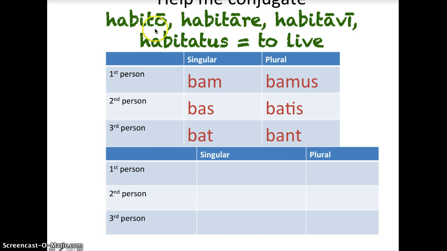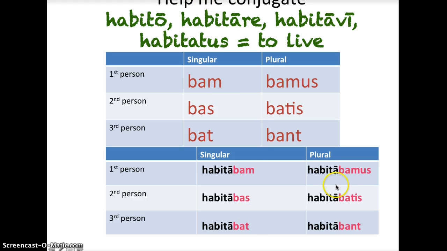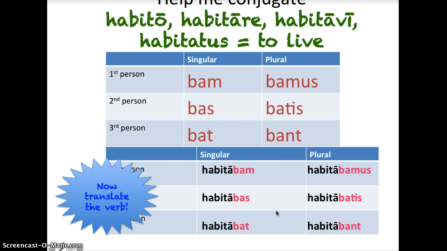All right, how about this verb? Habito, habitare, habitavi, habitatus means to live. Again, we've got bam, bas, bat, bamus, batis, bant. We're going to cut off that re, so we have the stem habita, and then we're going to add bam, bas, bat, bamus, batis, bant. All right, how might we translate habitabam? I was living, I used to live, I kept on living, I have lived, I lived. Something that happened over time, many times, oftentimes, is when you're going to use the imperfect.